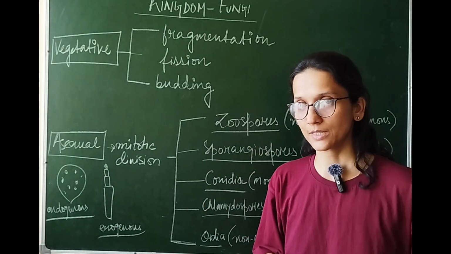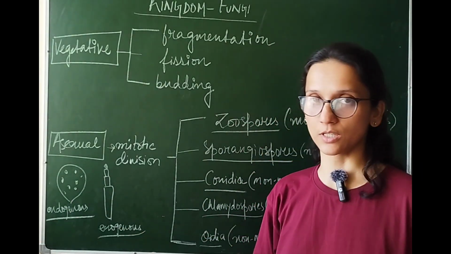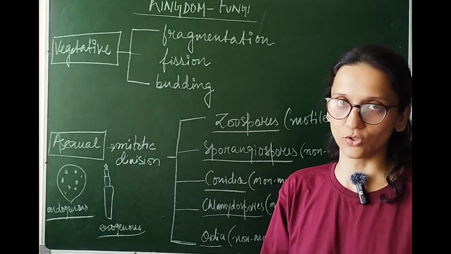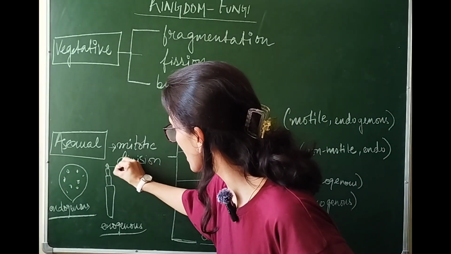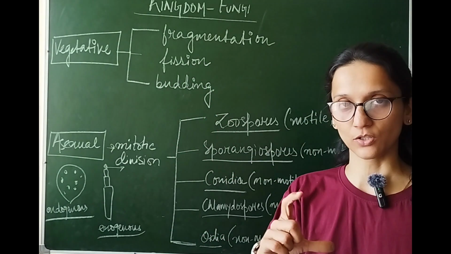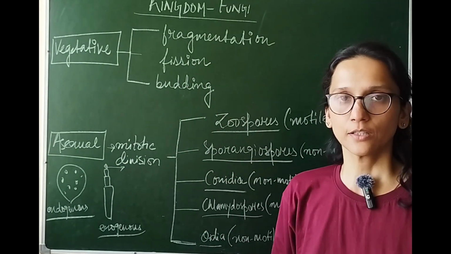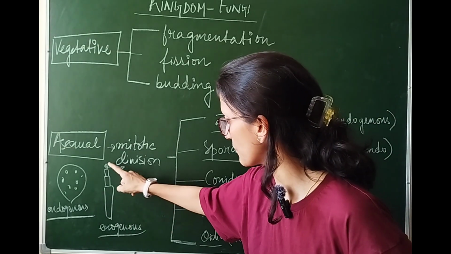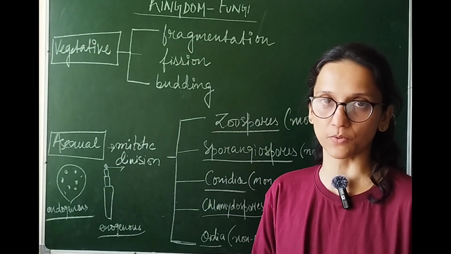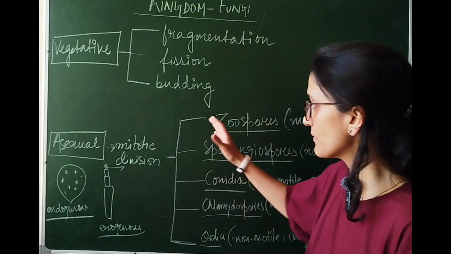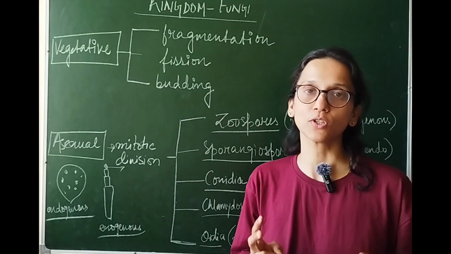The other type is known as exogenous spore. यहाँ कोई bag like structure नहीं होता. The spore is just present naked on top of a structure, on a stalk. So ये रहा spore and this is the stalk on which the spore is present. There is no bag. So जब हम spores के बारे में पढ़ते हैं, हमें दो चीजें जानने होंगे.